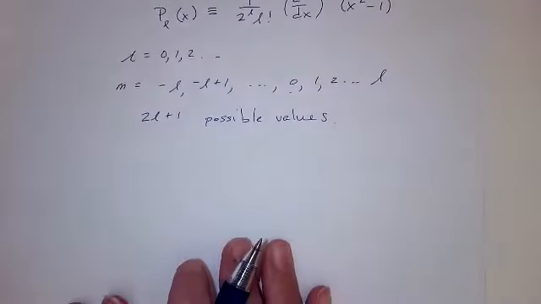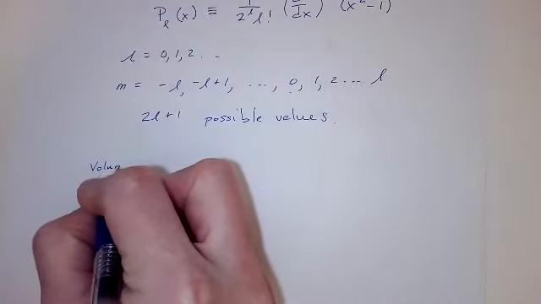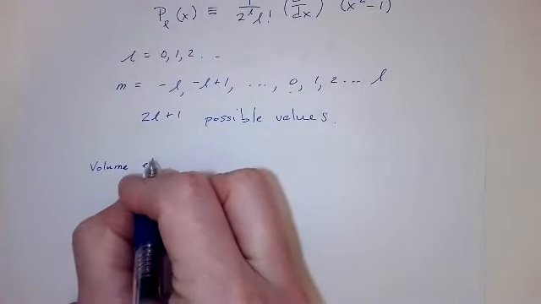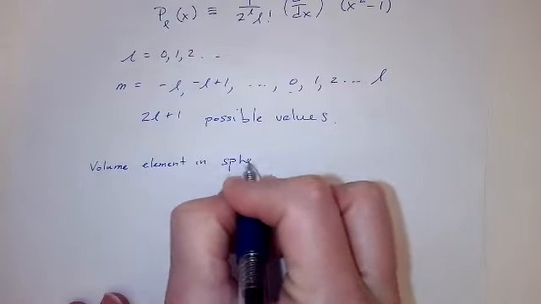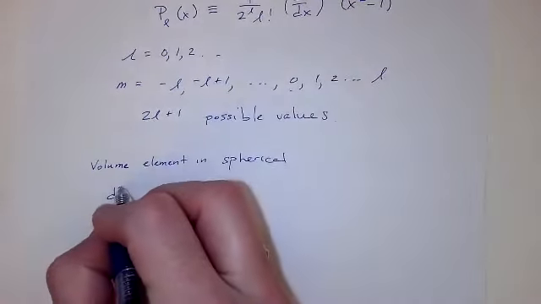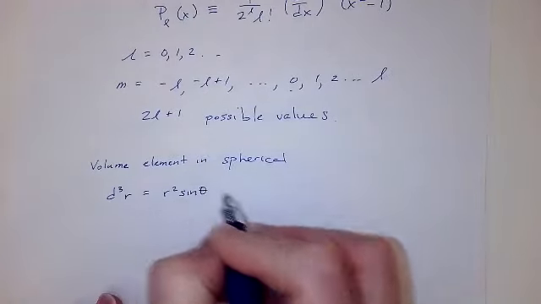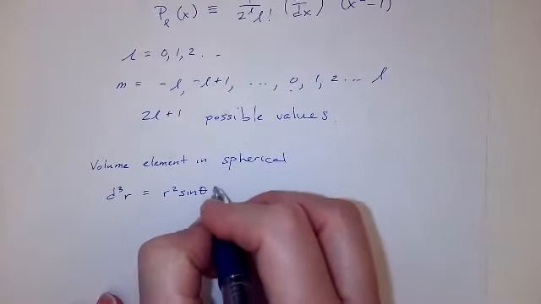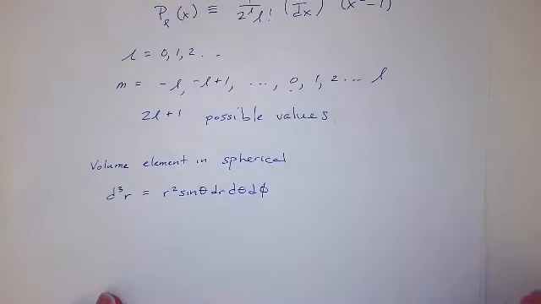All right. So one of the other things we need to think about, since we want to think about our probability densities, is we need to think about what a volume element in our spherical coordinates would look like. So we already wrote in Cartesian that the volume element would just be dx, dy, dz. In spherical, our volume element looks like this.